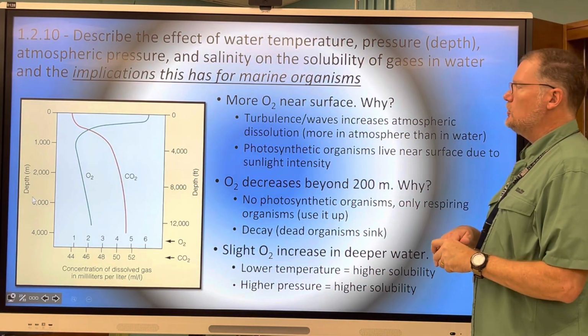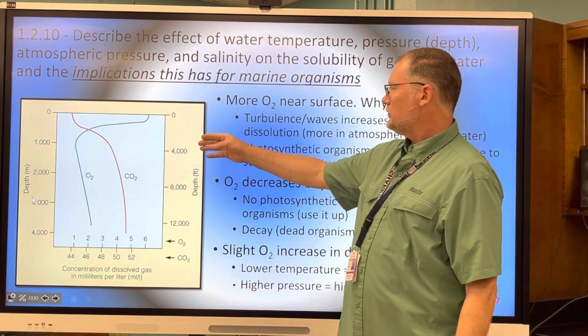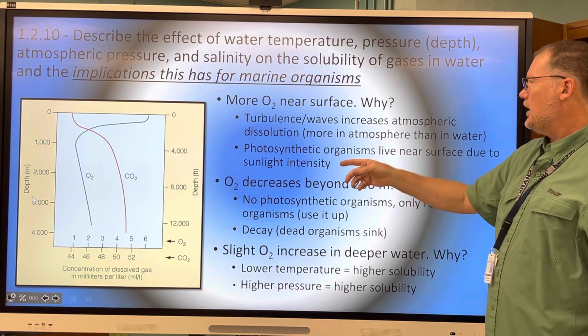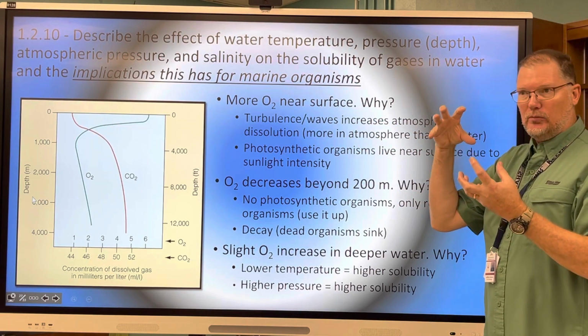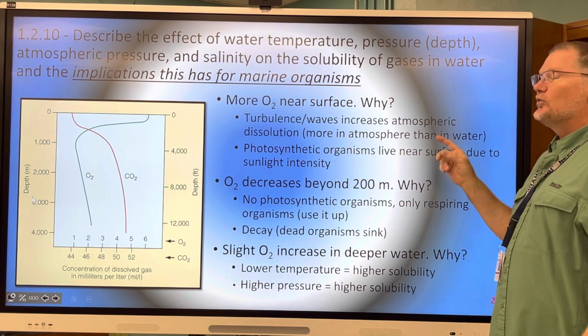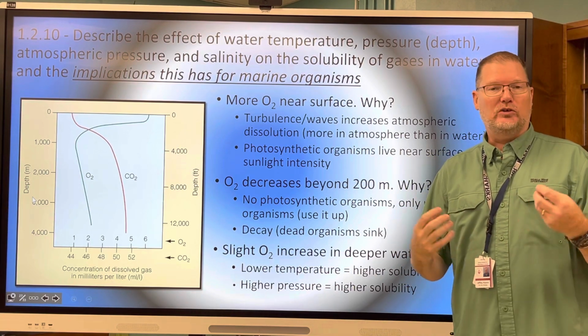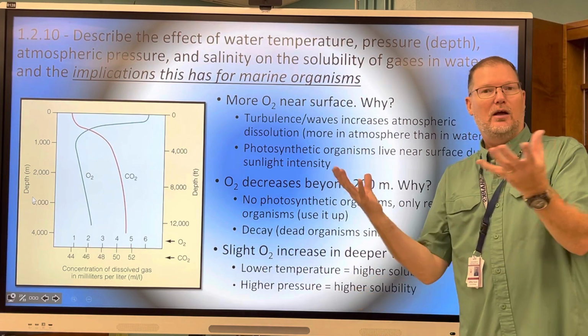So, more oxygen near the surface. Why is there more oxygen at the surface? Well, we talked about this. Mixing and atmospheric pressure, right? Waves and turbulence mix it up and add that oxygen to the water. Now, photosynthetic organisms also live near the surface of the water, like algae. If they're photosynthetic, what are they making? Oxygen.